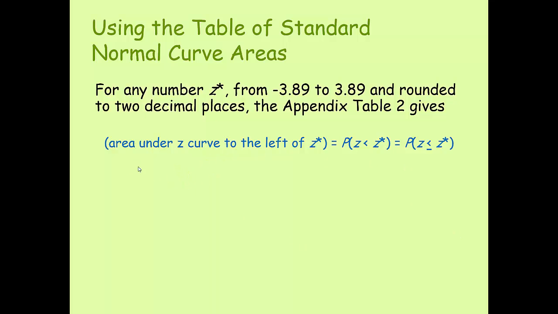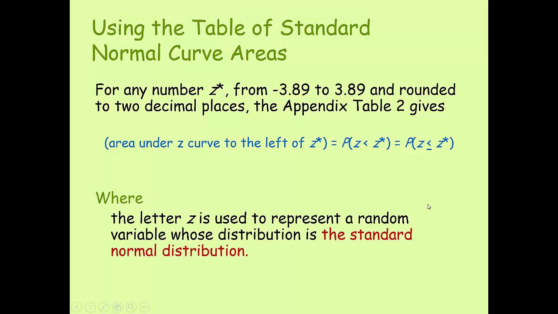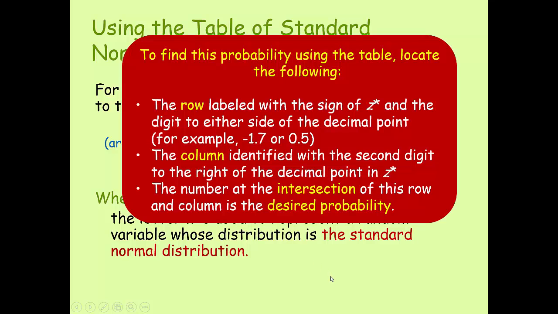And so if we're looking at the area under this curve, so under the z-curve to the left, then as I mentioned in the previous lecture, the less than or greater than gives me the same thing, where we use this z to represent a random variable whose distribution is the standard normal distribution.